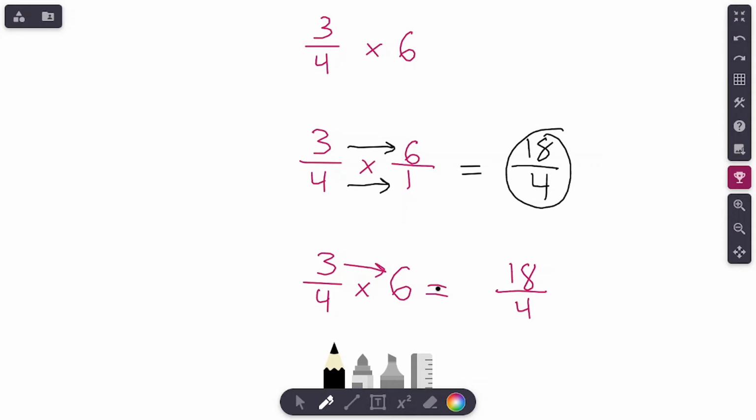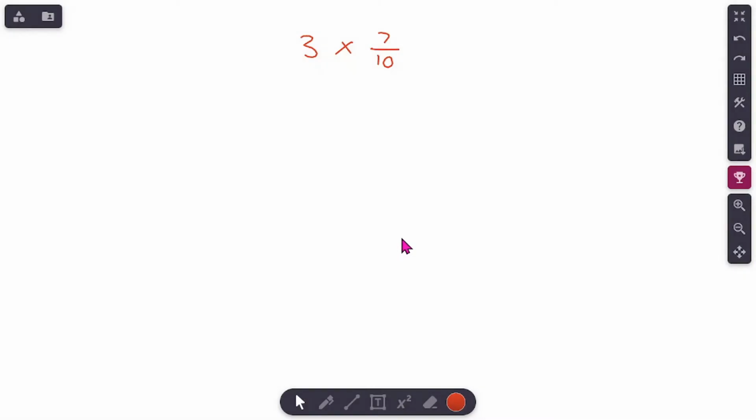Okay, let's try another one. All right, we've got 3 times 7/10. What are we doing here? This time, the whole number is before the fraction. Does that change anything for us? Let's zoom in a little bit. If the whole number is in front of the fraction, does that change anything? No, it doesn't. We're going to multiply it just like we have before.